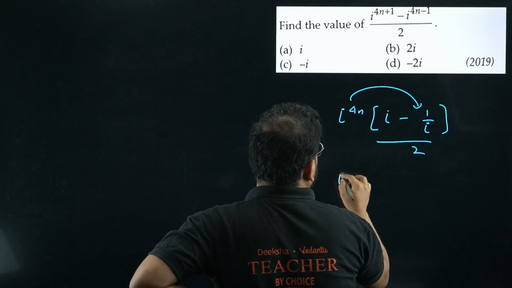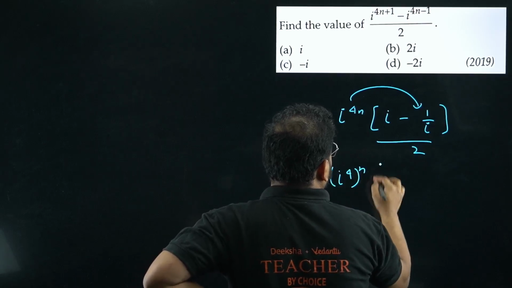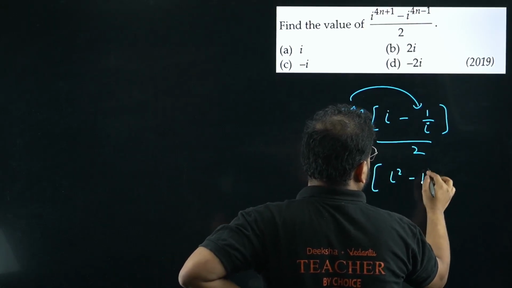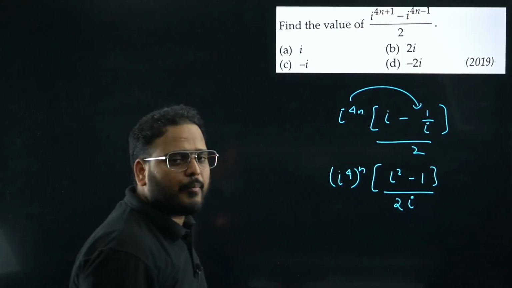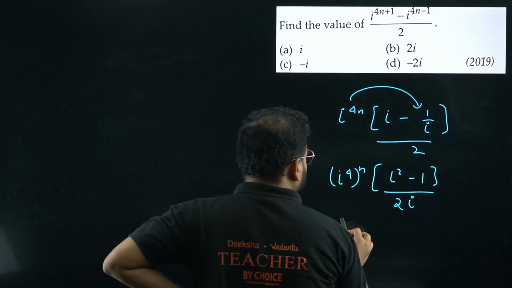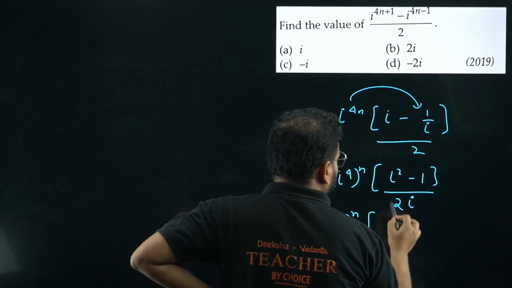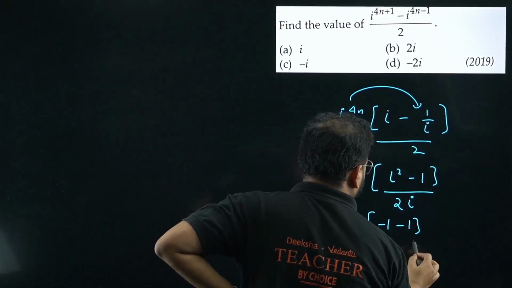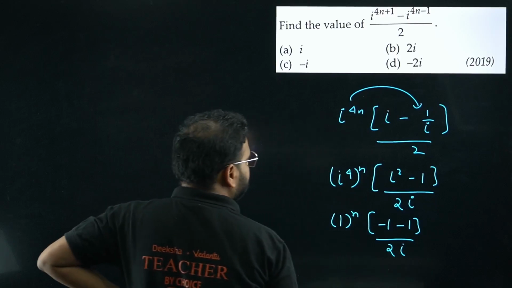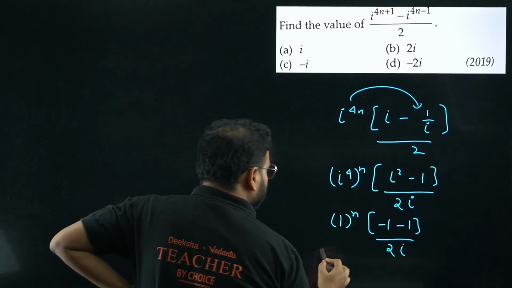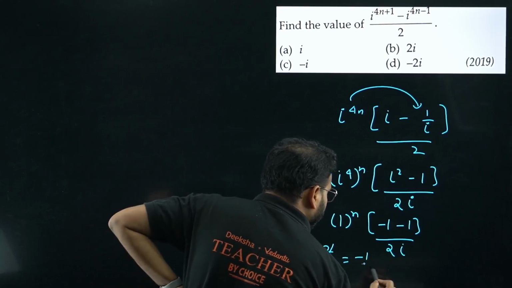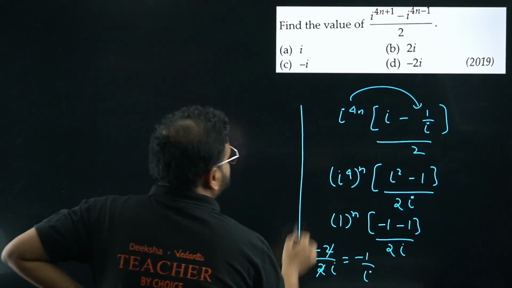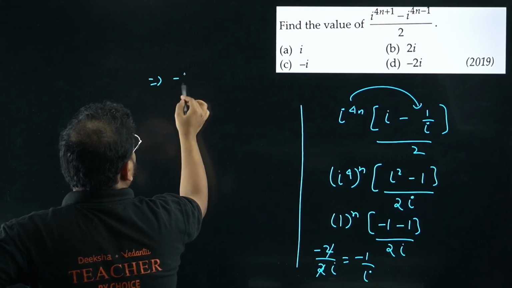It will become, sir, I power 4 power n, and this will be I square minus 1 upon 2i, right, upon 2i. Please check. I power 4 is nothing but 1 power n. We have minus 1 upon 2i. So 1 power n is simply 1 only, so we get minus 2 upon 2i. This is cancelled. I'm getting here minus 1 upon I.